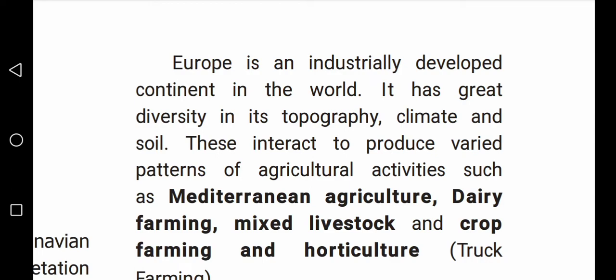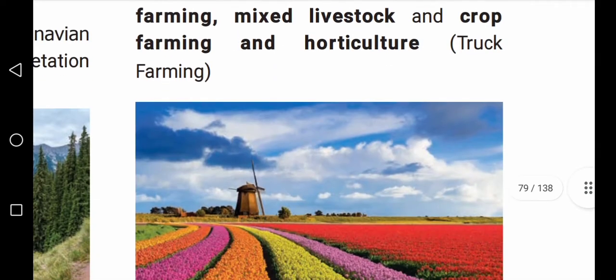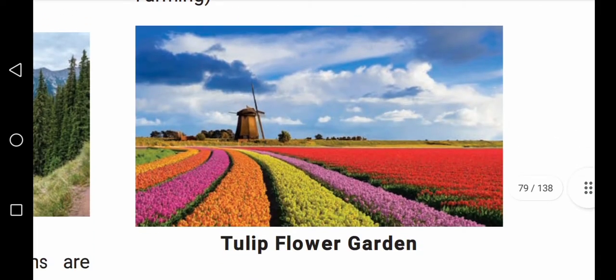These interact to produce varied patterns of agricultural activities such as Mediterranean agriculture, dairy farming, mixed livestock and crop farming and horticulture. Horticulture means truck farming. They use truck farming. So this is the tulip flower garden. They cultivate this tulip flower garden.